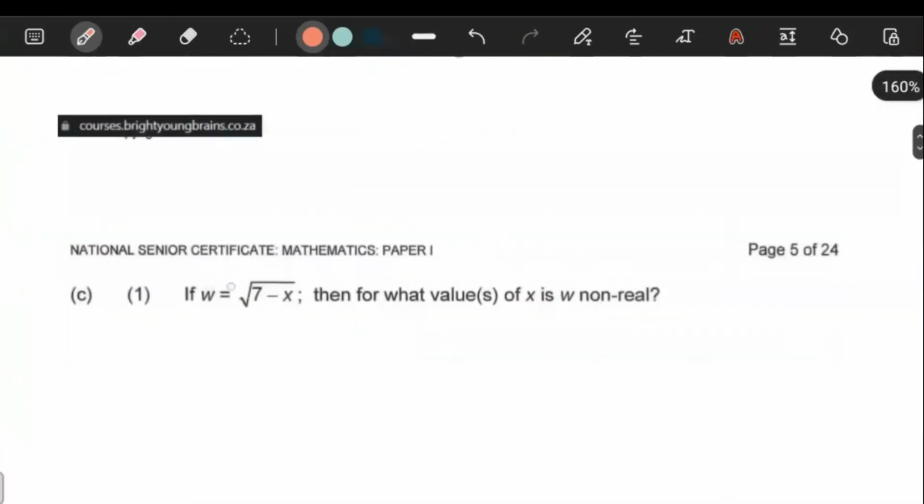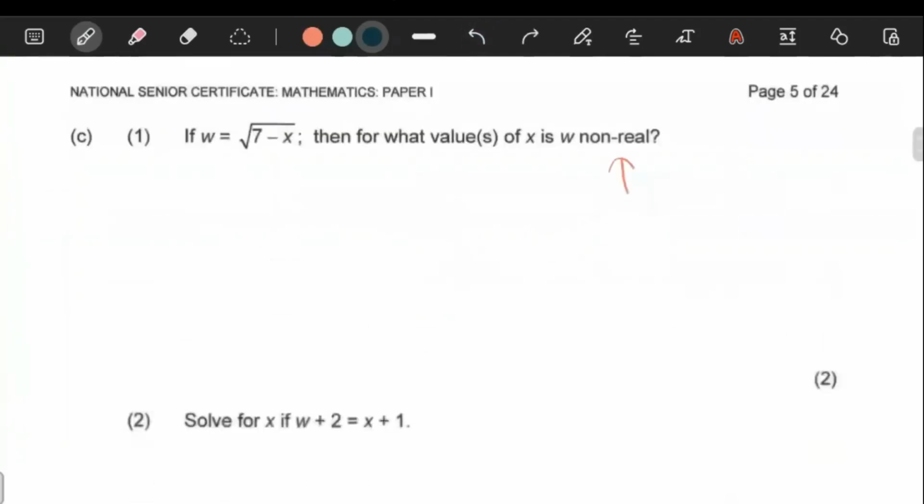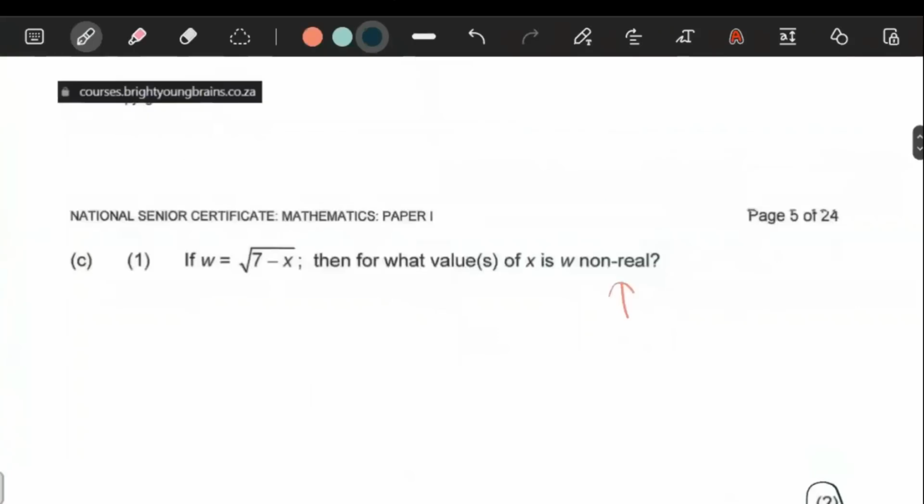See, here it says, if w is equal to this expression, then for what values of x is w non-real? For w to be non-real, the value under your square root symbol has to be a negative. You see, that's why this is just a 2-mark question. For anything under a square root to be non-real, whatever is under that square root has to be below 0. So we have to work out where this is below 0.